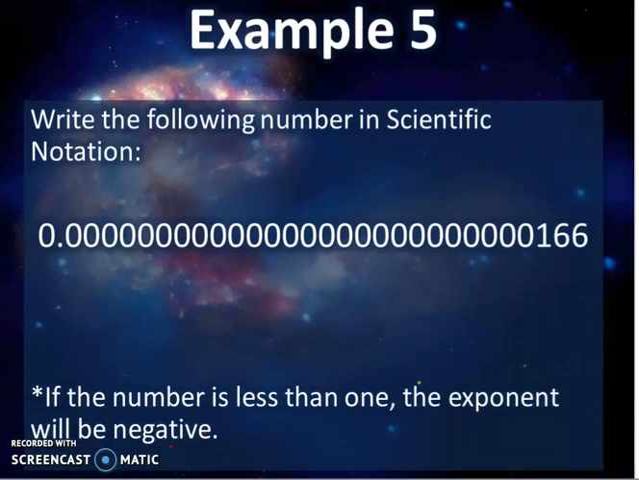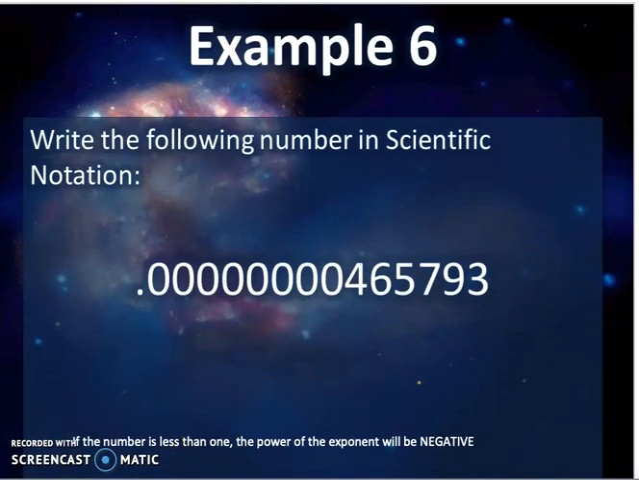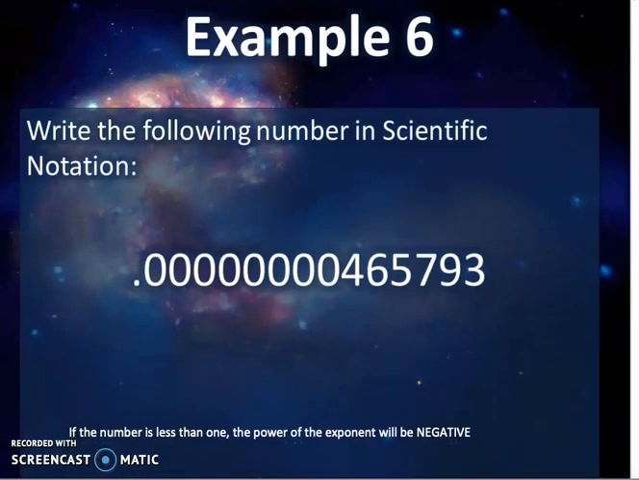Okay, example 5. Write the following number in scientific notation. Actually, we're going to skip this one. Example 6. Write the following number in scientific notation. So this is, again, the same steps, but we just have a number that's less than 1. So we're going to work backwards. We're still going to separate our non-zero integers from our zeros, and we're still going to put the new decimal point in a place where there is only one number in front of it.